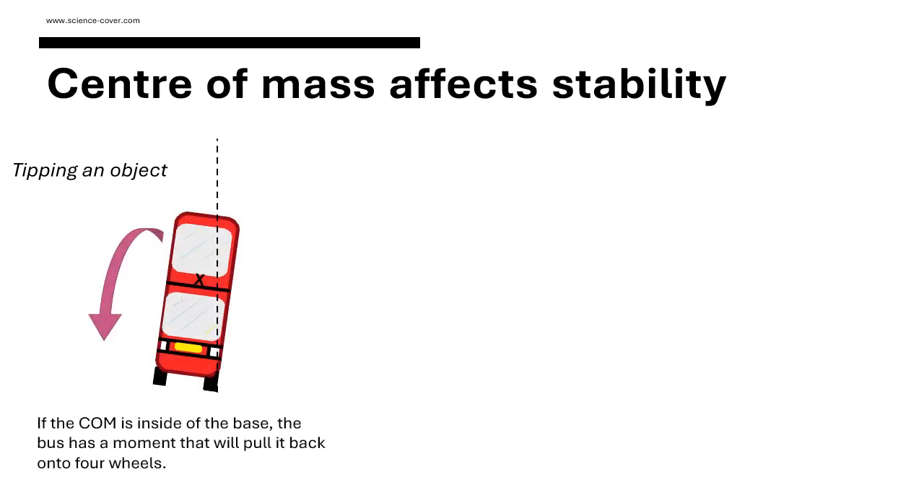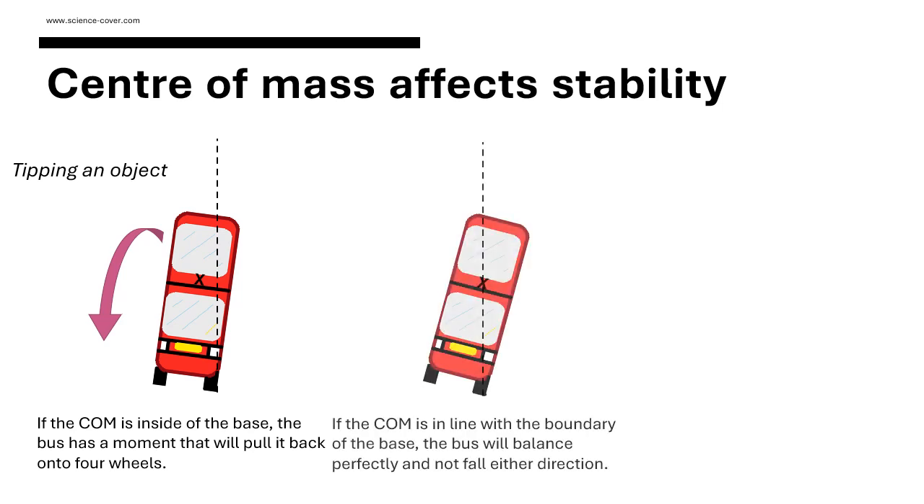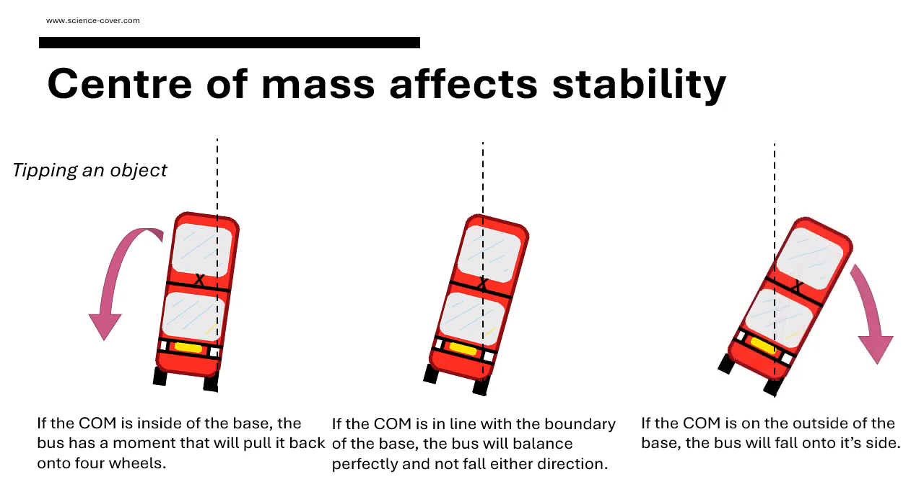If the centre of mass is inside of the base, then the bus has a moment or turning force that will pull it back onto four wheels. If the centre of mass is in line with the boundary of the base, then the bus will balance perfectly and not fall either direction. However, if the centre of mass is on the outside of the base, then the bus will fall onto its side.